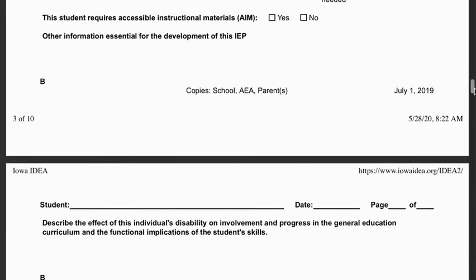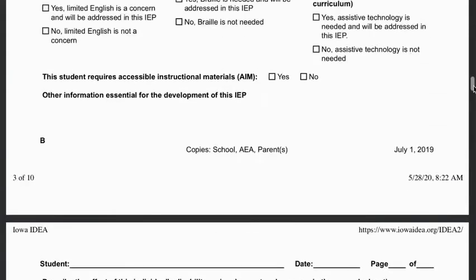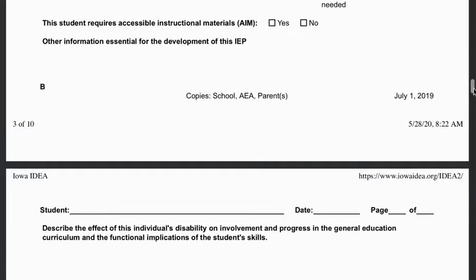Then also the other question is other information essential for developing this IEP? A lot of times this will be on the next page, just because once you fill in the parent concerns and their strengths and interests, it will move that down to the next page. A lot of times you will find their different health needs, or any other thing that the parent has shared with us that we think would be helpful to know when working with the student.